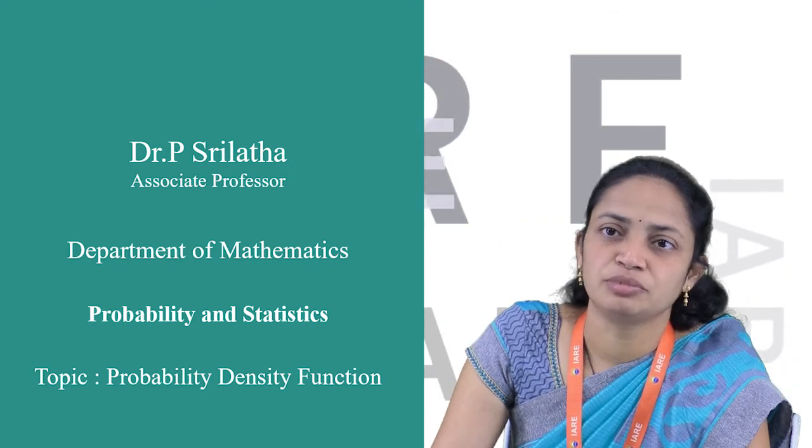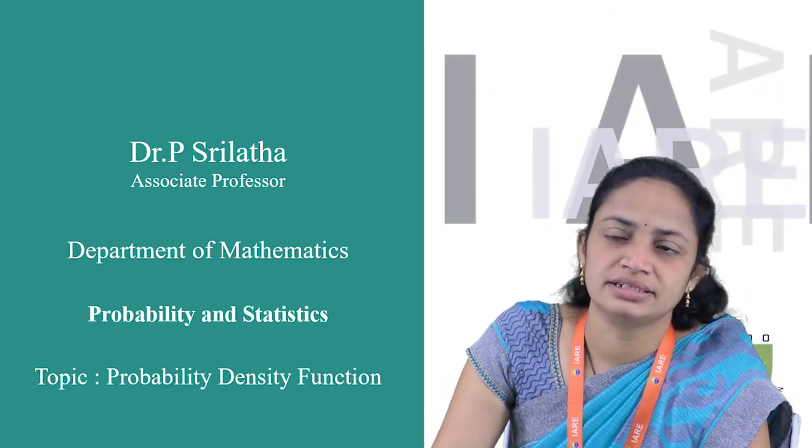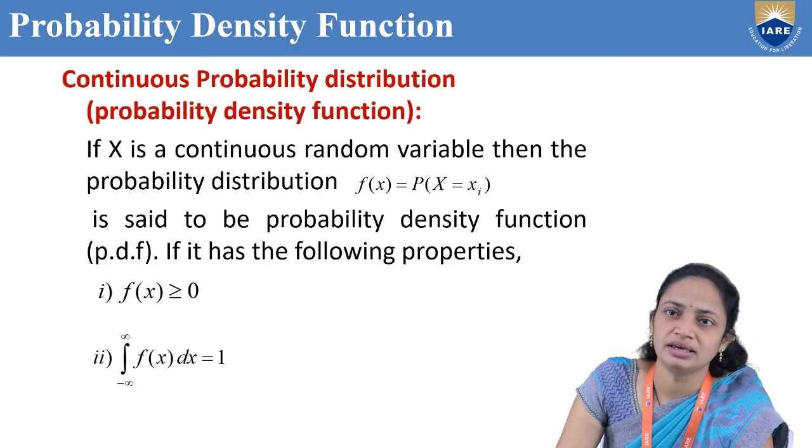In this session, I am going to discuss probability density function. What is probability density function? Probability density function is also known as continuous probability distribution. If x is a continuous random variable, then the probability distribution f of x equal to P of x equal to xi is said to be probability density function if it has the following properties.